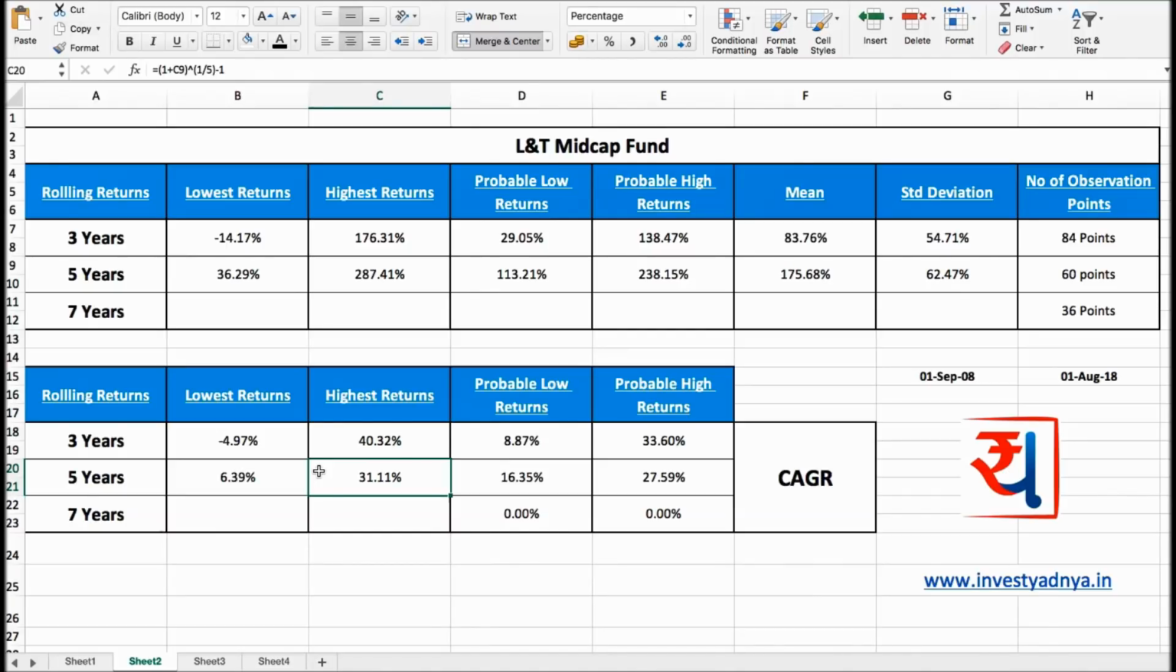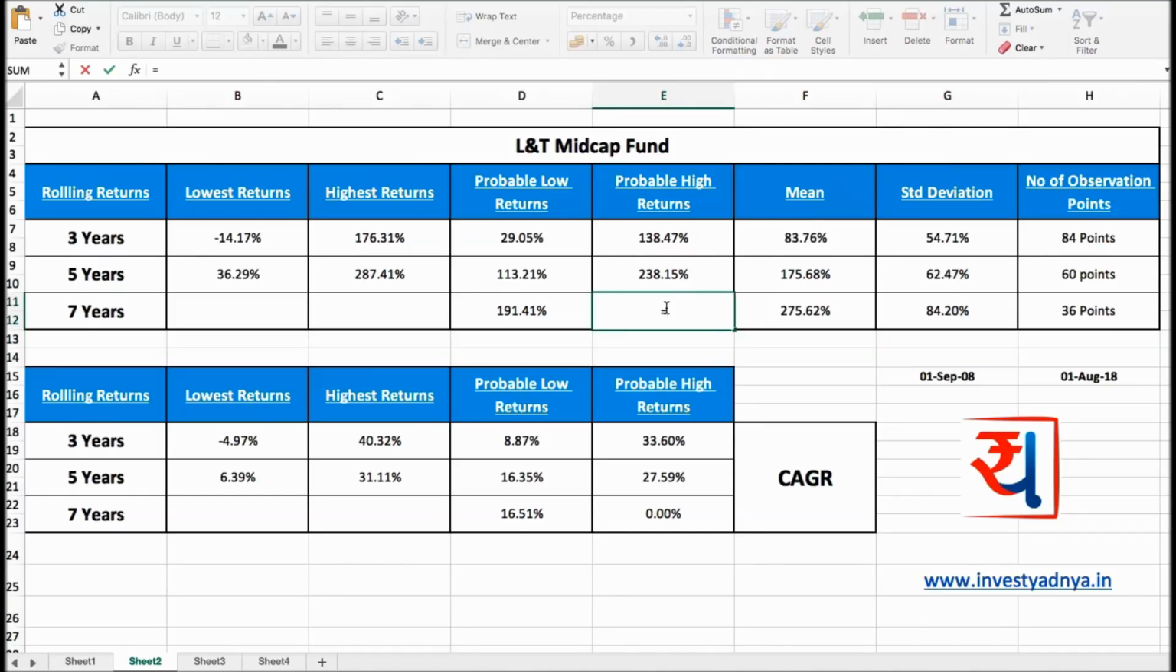Now we will see the data for 7-year rolling returns, probable high returns and probable low returns. The mean value for 7 years is 275.62%. The standard deviation is 84.20%. To calculate probable low returns, mean minus standard deviation, 191.41% could be the probable low returns L&T Midcap Fund gives over the period of next 7 years. Mean plus standard deviation, 359.82%. These could be the probable high returns L&T Midcap Fund gives over the period of next 7 years.